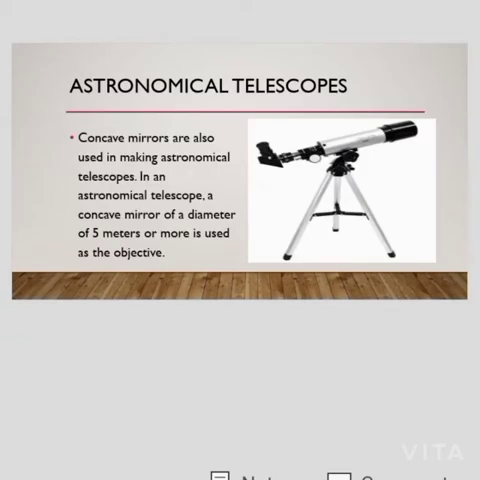The third use of concave mirror is in astronomical telescopes. Concave mirrors are also used in making astronomical telescopes. In an astronomical telescope, a concave mirror of a diameter of 5 meters or more is used as the objective.